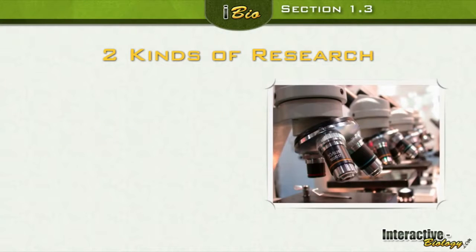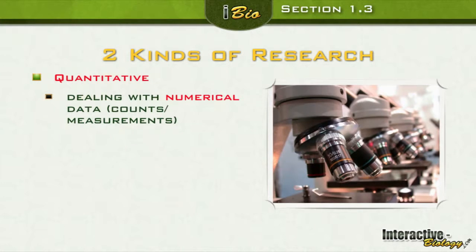All right, let's first talk about the two kinds of research. We have quantitative. What does that sound like? Quantitative. What does that mean? You hear the word quantity in there, right? What does that have to do with? Numbers. Quantitative research, we're dealing with numerical data, in other words, counts or measurements. 50 grams of this and 25 kilometers here and so on. You're dealing with quantities, numbers, counts, measurements.